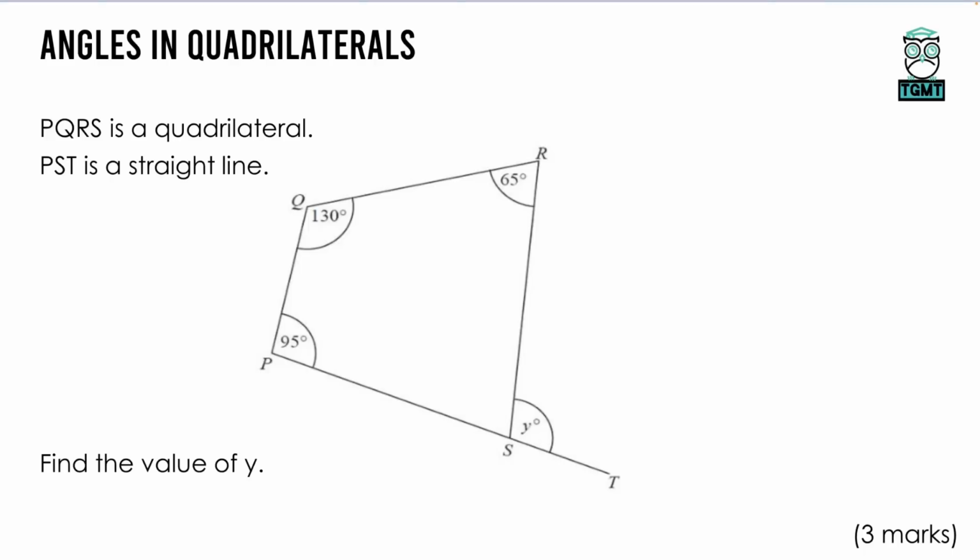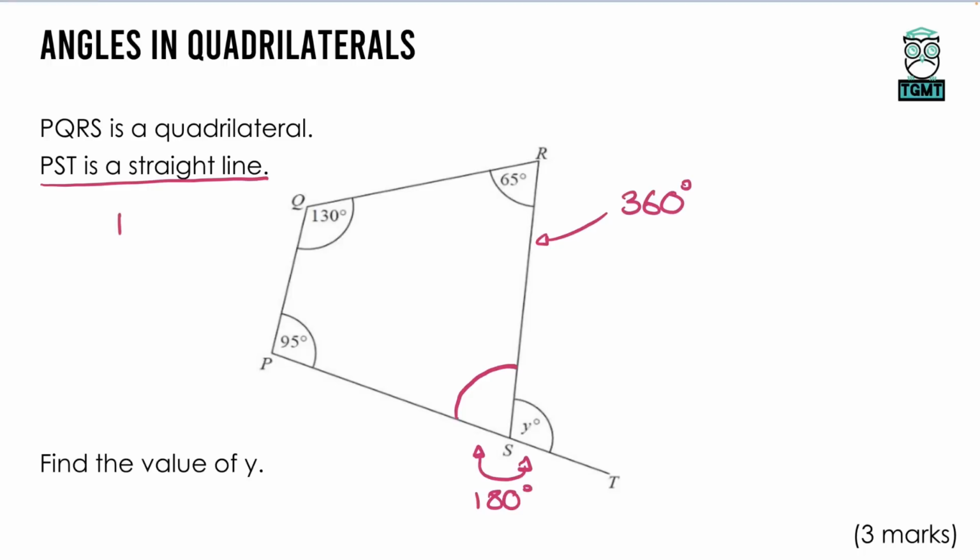Okay, so looking at some angles in quadrilaterals. It says here PQRS is a quadrilateral, PST is a straight line, find the value of y. Now, angles within a quadrilateral, we need to know, add up to 360 degrees. So we need to add up the angle that we've got and see what's missing to find this missing angle here inside the quadrilateral. That's going to help us get to y, as it's told us that PST is a straight line. So these two angles here, which are next to each other on a straight line, add up to 180 degrees. So that's all the knowledge that you need to know for this question.